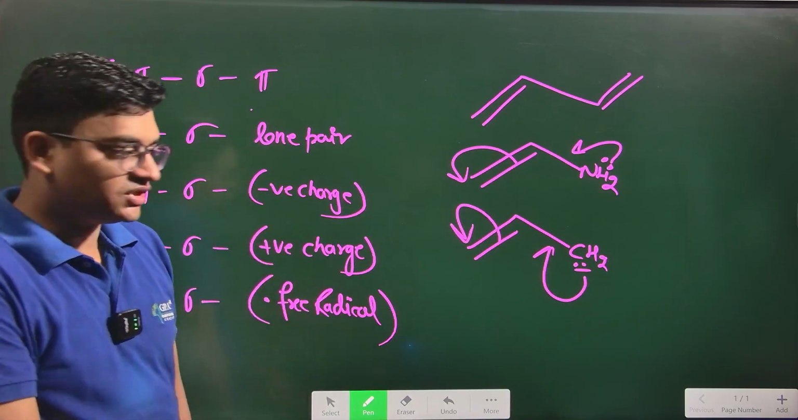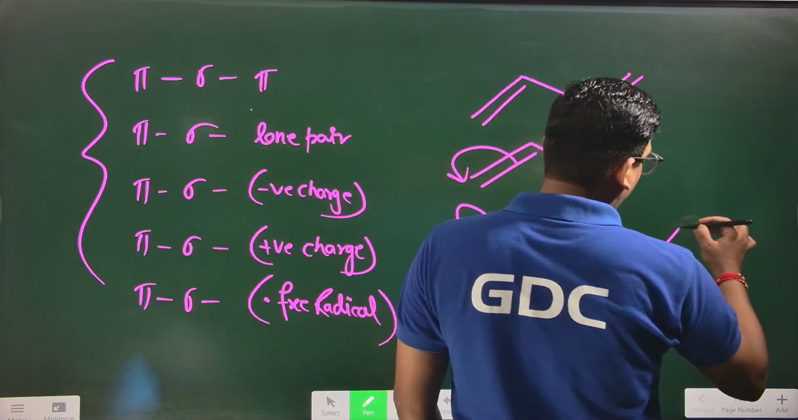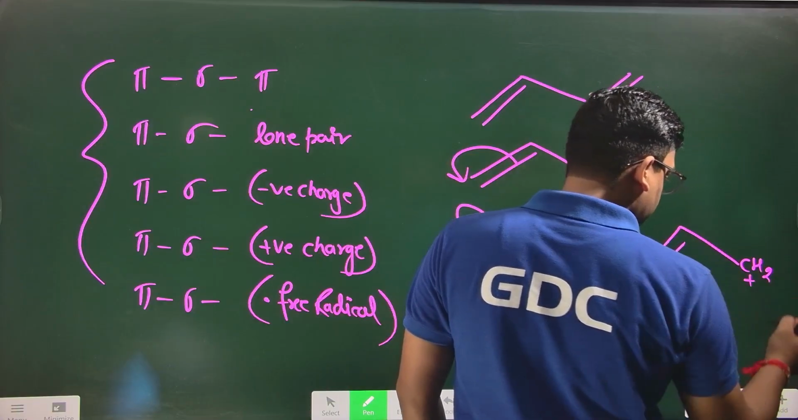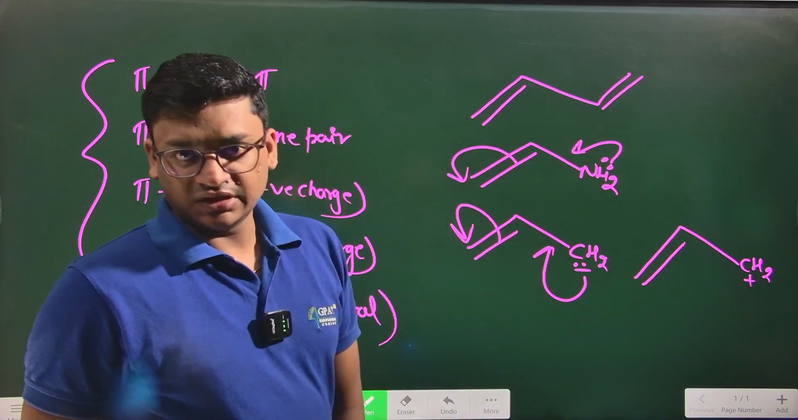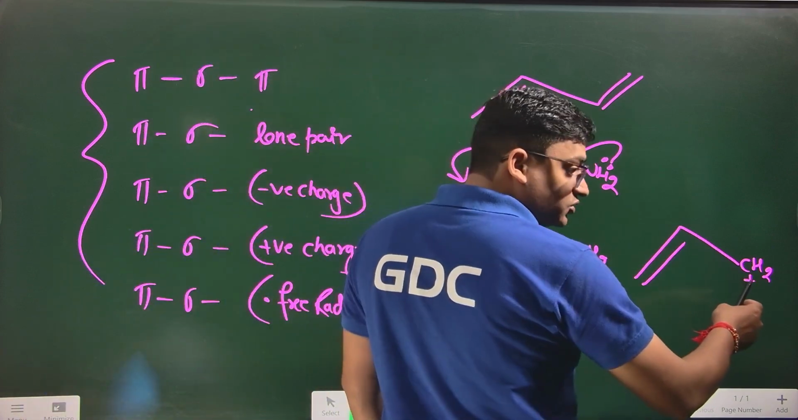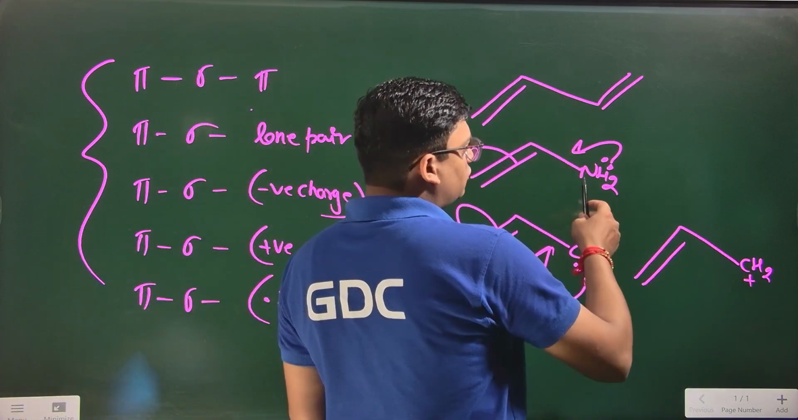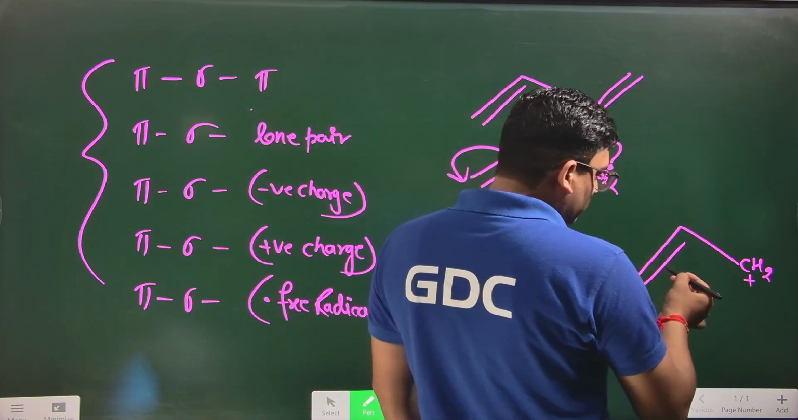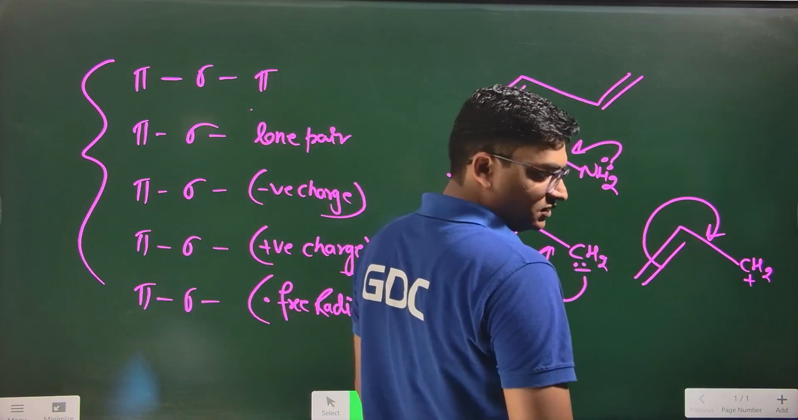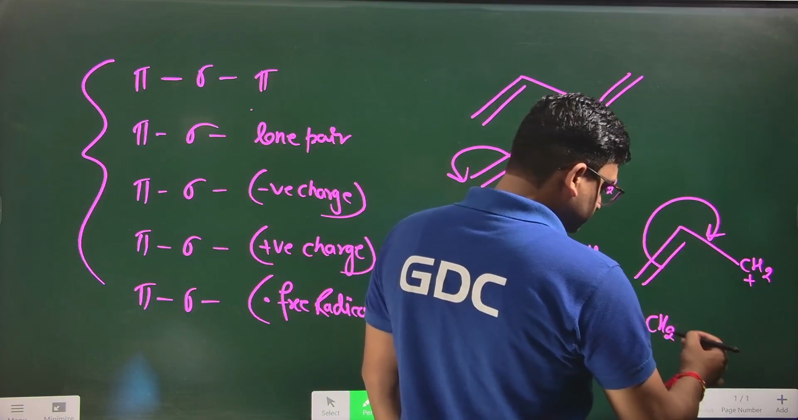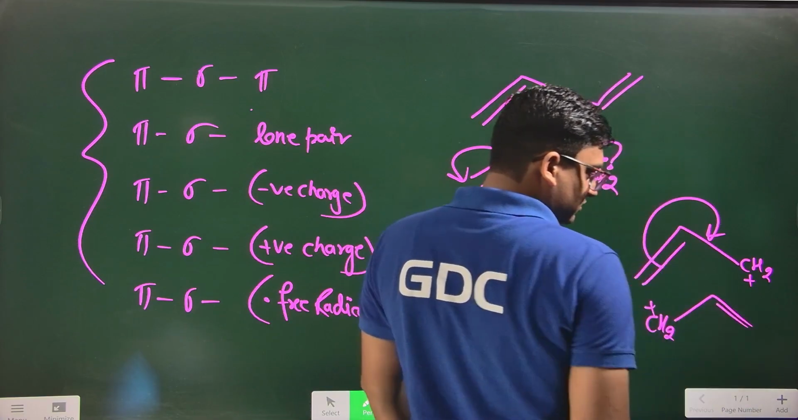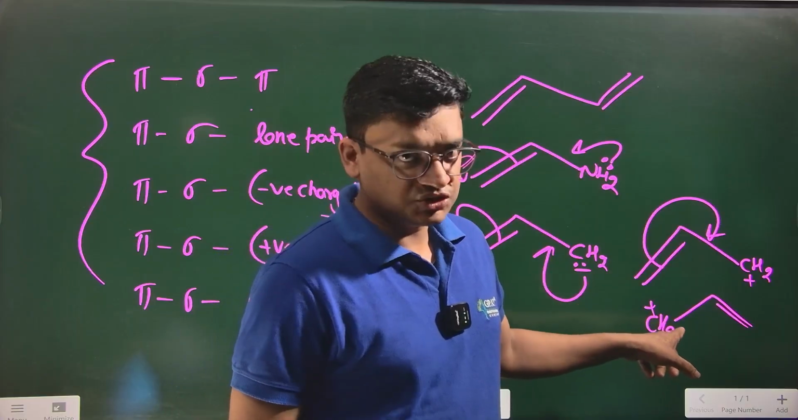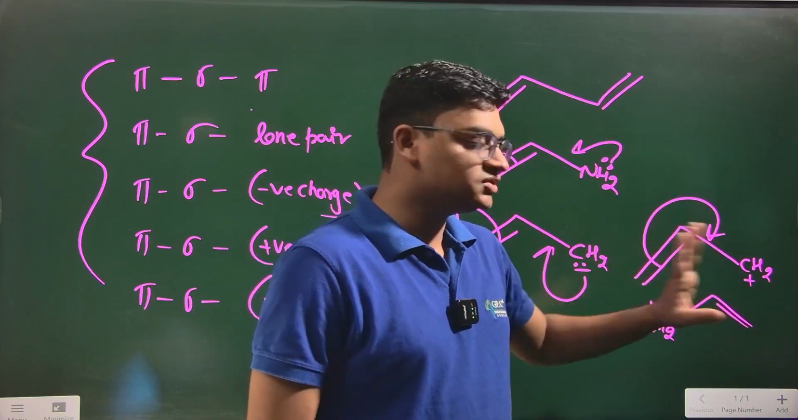Pi, sigma, positive charge. We know that a positive charge is devoid of any electrons. So let's suppose we have CH2 with positive charge. This condition tells you that there is no electron in the positive charge, while in the negative charge, lone pair and pi bond we have electrons. In this case, this pi bond will shift to this position, resulting in CH2 positive with a double bond, something like this. So this becomes CH2 positive charge and the pi bond is shifted to this position.